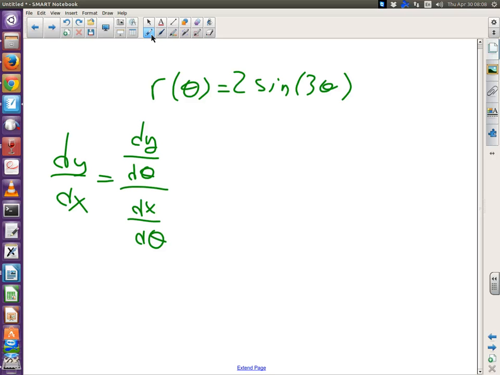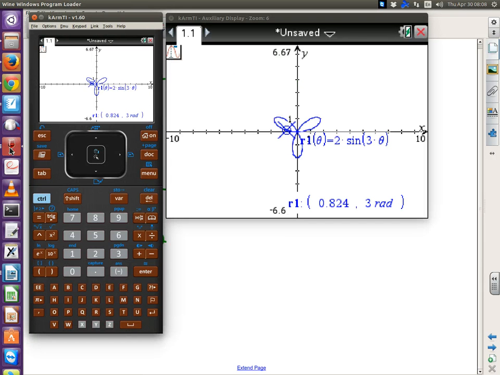So what's the slope when theta is pi over 4, 45 degrees, at this point right here? What's the slope of the tangent line right there? And I'm thinking it's looking like about a half. But how do you calculate it exactly, is the question.